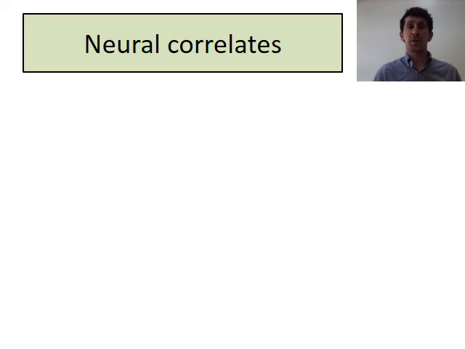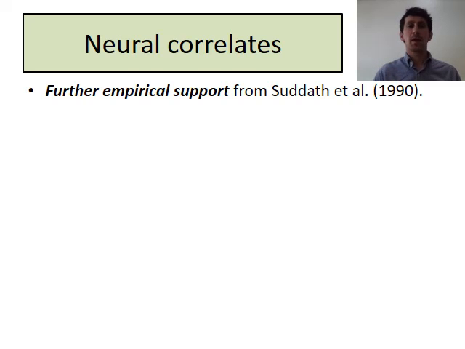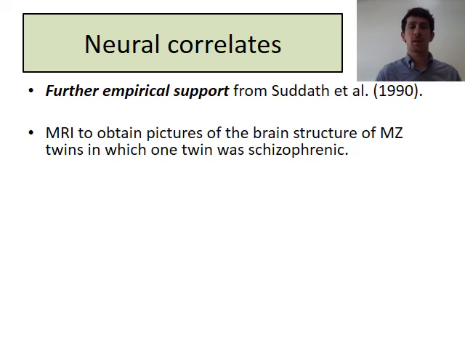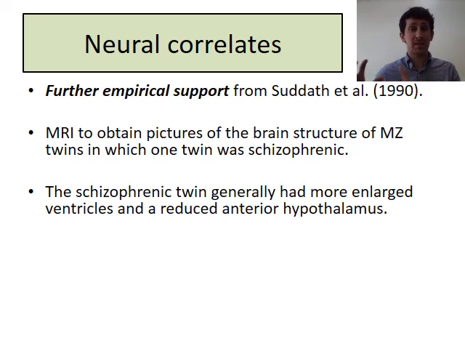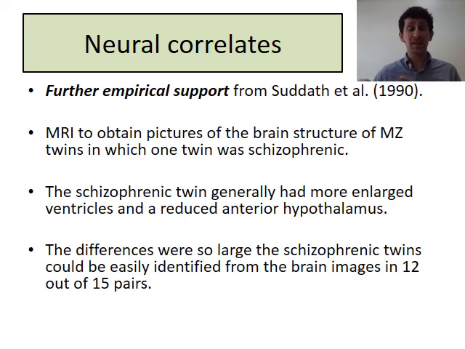The final explanation we're going to look at for the biological explanation of schizophrenia is neural correlates. There is evidence to support this from Sudha, who looked at MRI pictures of the brain structure of monozygotic twins. One monozygotic twin had schizophrenia, the other didn't, and they used an MRI scan of their brains to check the brain structure. What they found was that the schizophrenic twin generally had far larger ventricles and a reduced anterior hypothalamus. Like we said before, those cavities in the brain were much larger in the schizophrenic twin. The differences were so clear from these MRI scans that 12 out of 15 pairs could quite easily be told which was the schizophrenic twin.